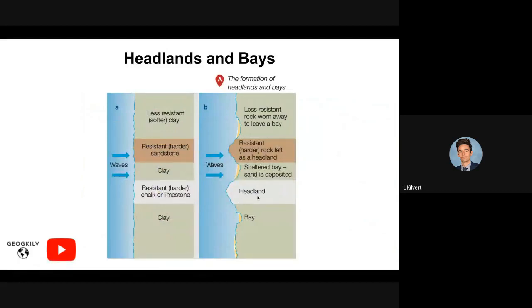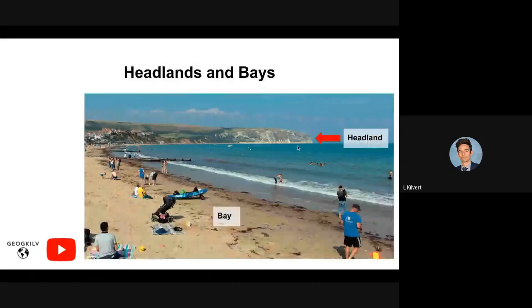Now, in addition to that, we've got another headland which is sticking out on the other side of the bay, okay? And that's because it's, again, that harder, more resistant rock that erodes much slower. So again, if we go back to our picture of Swanage, you can see that this is the more resistant chalk or limestone. I can see that because it's white in terms of its color. And then the less resistant rock, which is the clay, has been eroded here to form the bay.